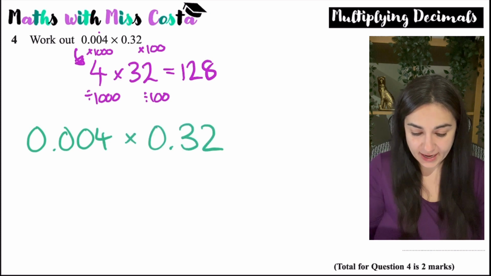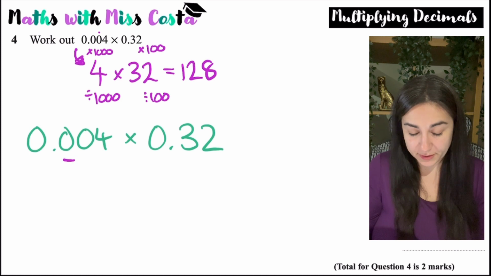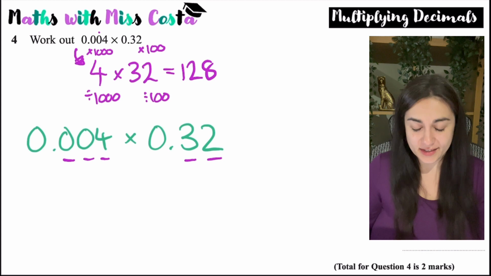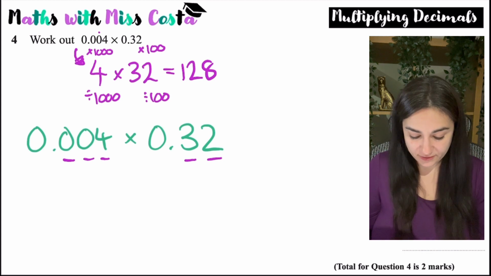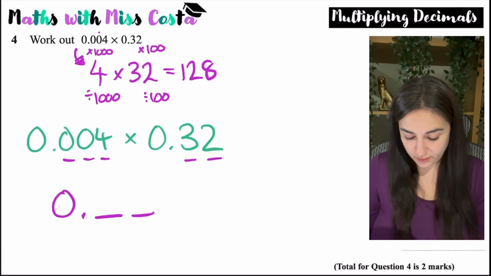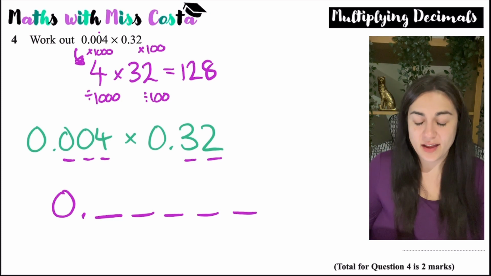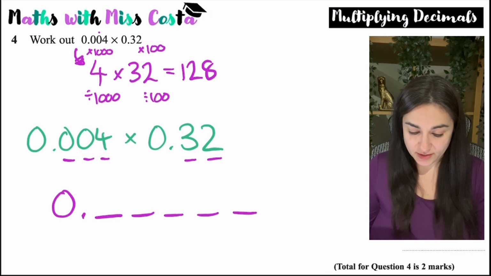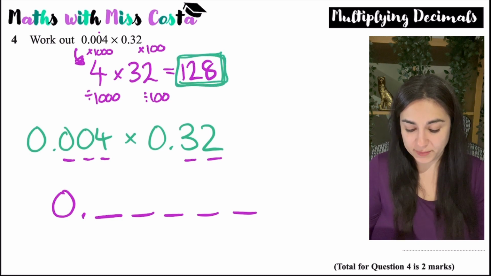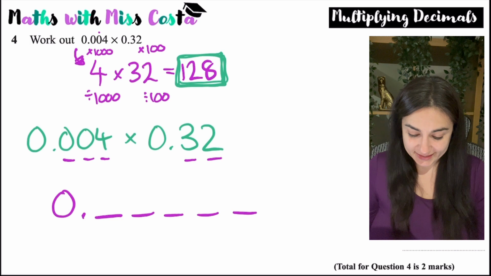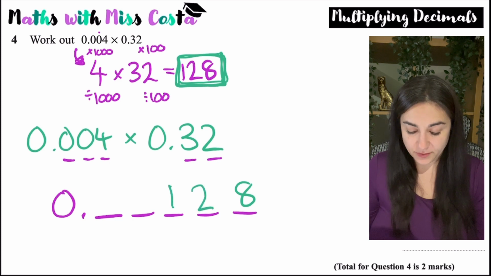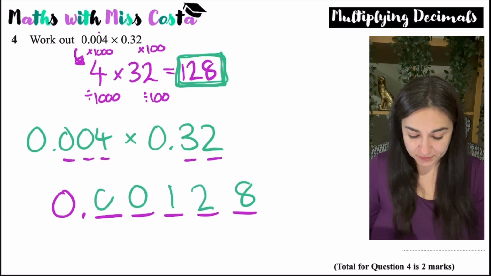and think, how many digits are after the decimal point in my calculation? I've got 1, 2, 3 digits here, 1, 2 here. So in total, I have 5 digits. So 1, 2, 3, 4, 5 digits in my calculation. So therefore your answer is going to be the same digits as 4 times 32, but it's going to need to have 5 places after the decimal. So you start filling your number out from the end. So 128 would be filled in there, and everything else becomes zeros.